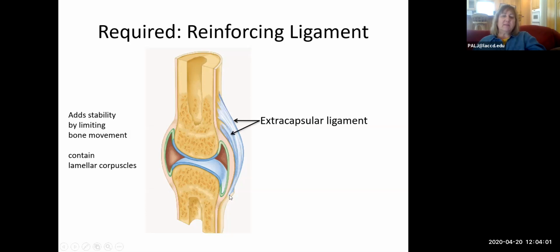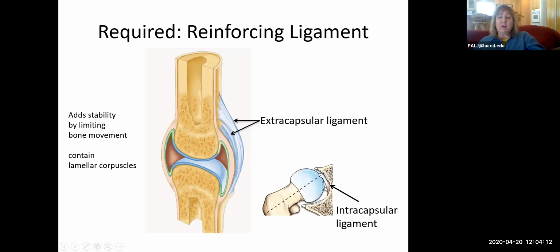Now, these reinforcing ligaments can be outside the articular capsule, in which case we call them extracapsular ligaments, or they can be inside the capsule, as shown here between the head of the femur and the acetabulum. This is not the only joint that has intracapsular ligaments. For instance, the knee, as you have learned with the lab material, has extracapsular ligaments, the collateral ligaments, as well as intracapsular ligaments, the cruciate ligaments. So those are required for all synovial joints, either intracapsular or extracapsular reinforcing ligaments.